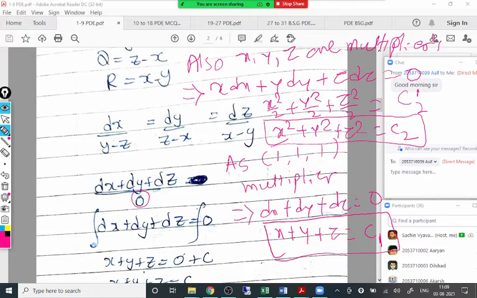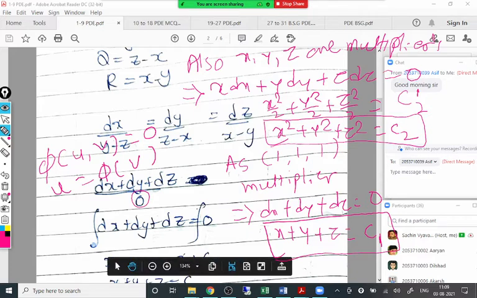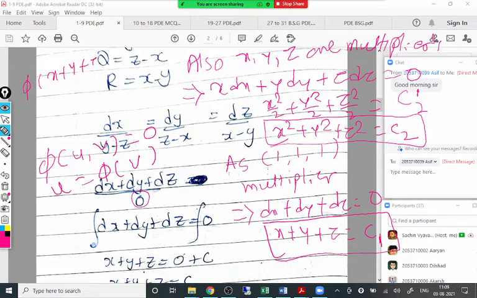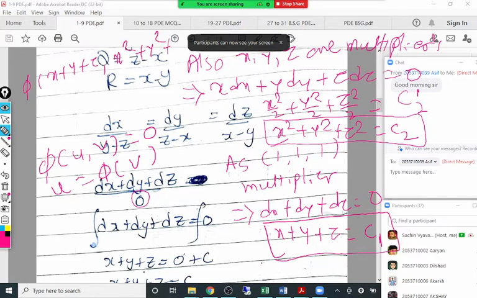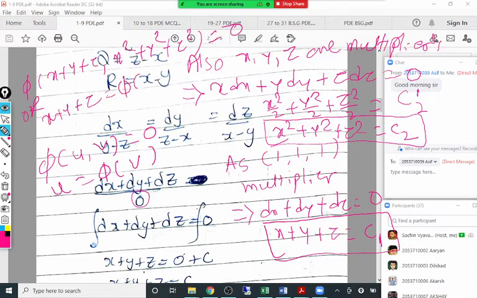One way is a function of u comma v equal to 0, and the other way is u is equal to phi of v. Both are ways of writing the solution. Both are correct. So phi of u comma v equal to 0 means phi of x plus y plus z comma x square plus y square plus z square equal to 0, or that x plus y plus z is equal to phi of x square plus y square plus z square. These are the different ways.